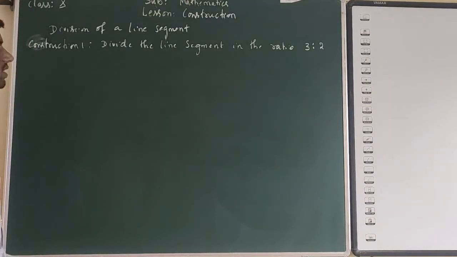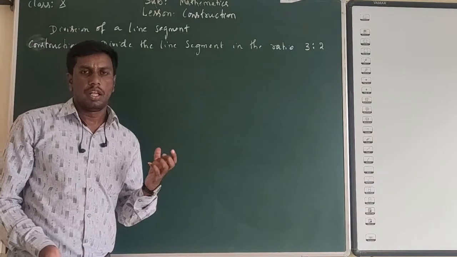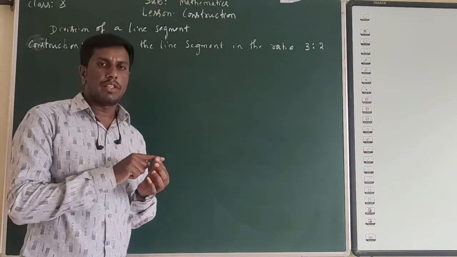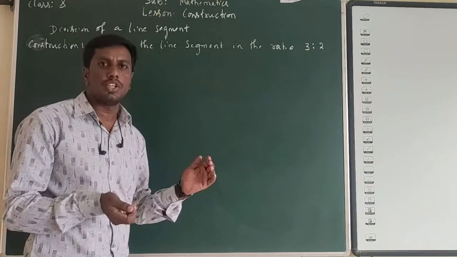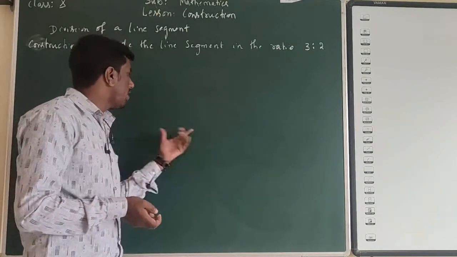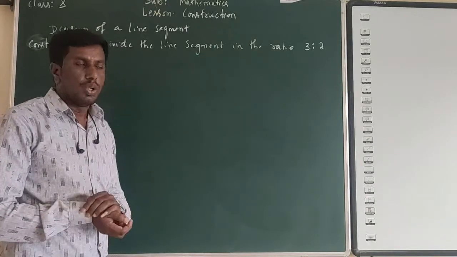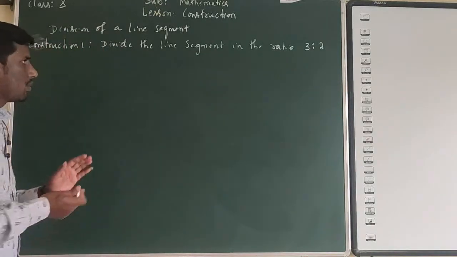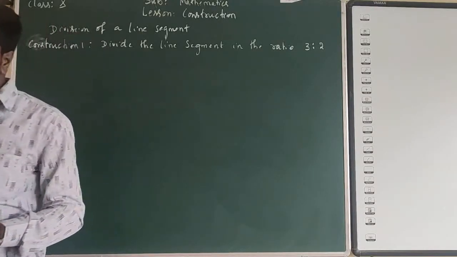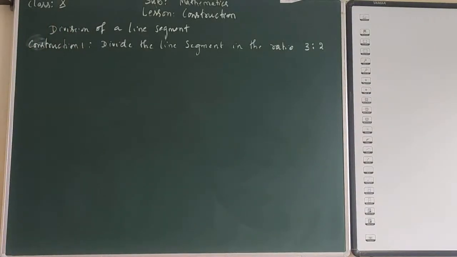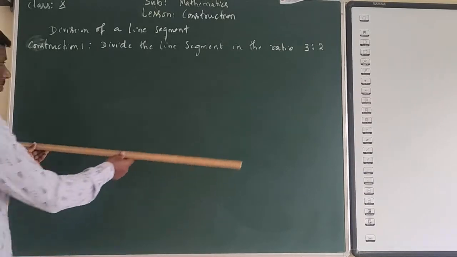Okay. So they didn't give the line segment. What is the exact value of the line segment? That is, what is the exact reading of the line segment? They just gave the ratio 3:2. The line is divided in terms of 3:2. We should draw that line segment and divide it in the ratio 3:2. So we'll draw the line for this.